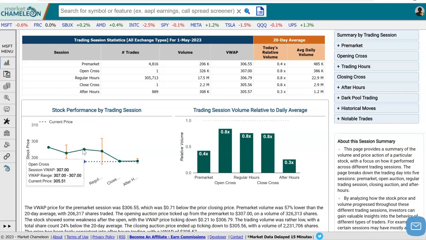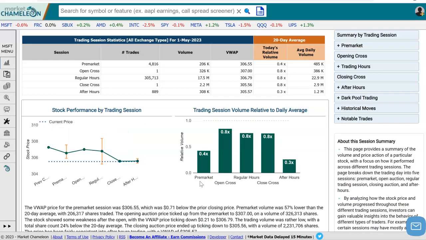Then after the market opened, we could see that again, Microsoft weakened based on that VWAP. It did trade in a wide range, but the VWAP was lower than that opening price. And then at the close, it looks like it deteriorated even more, closed lower than that. And then after hours, it looks like it's trading flat with the closing price.